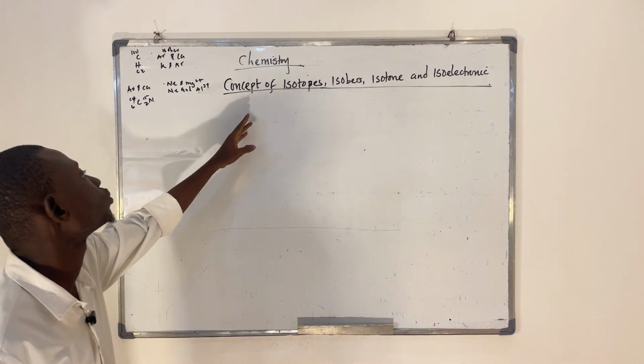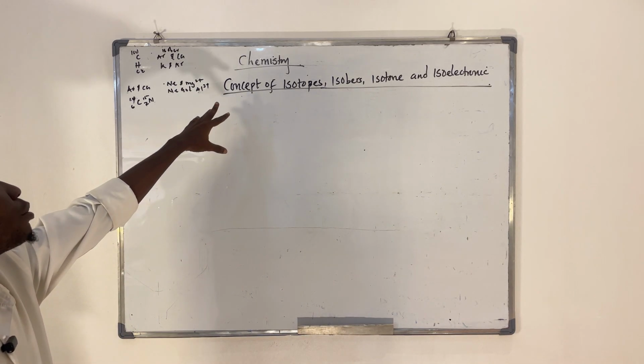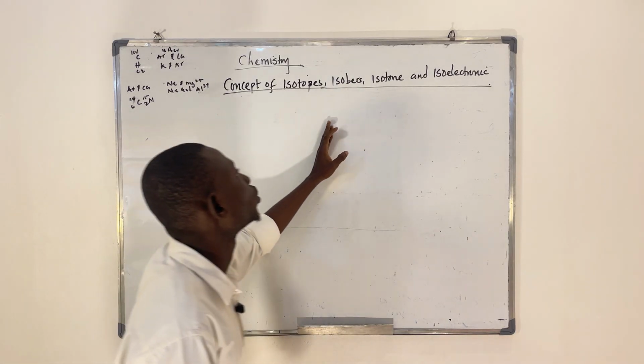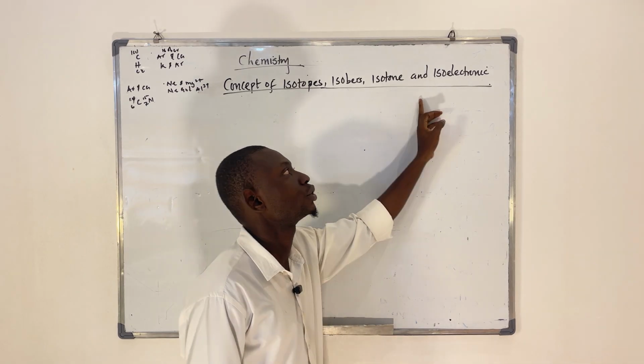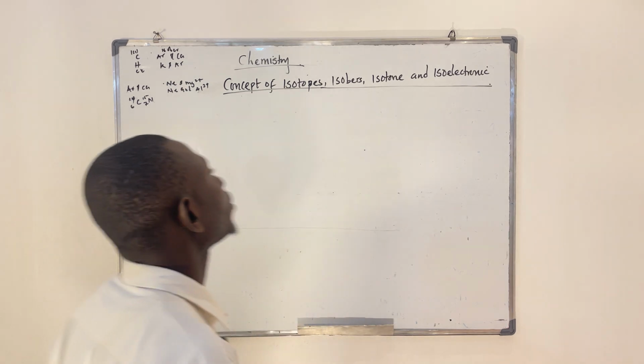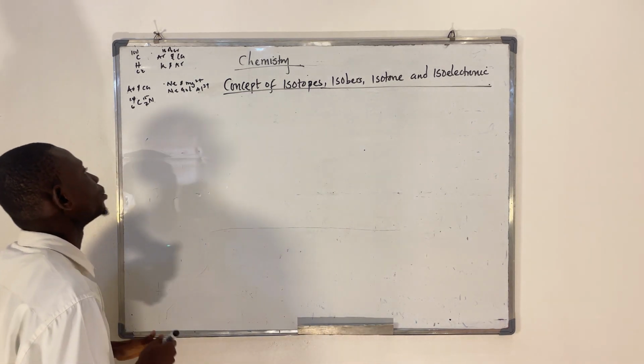In today's episode, we are having chemistry on the board. We'll be looking at the concept of isotopes, isobar, isotone, and isoelectronic. Now let's start from isotope.